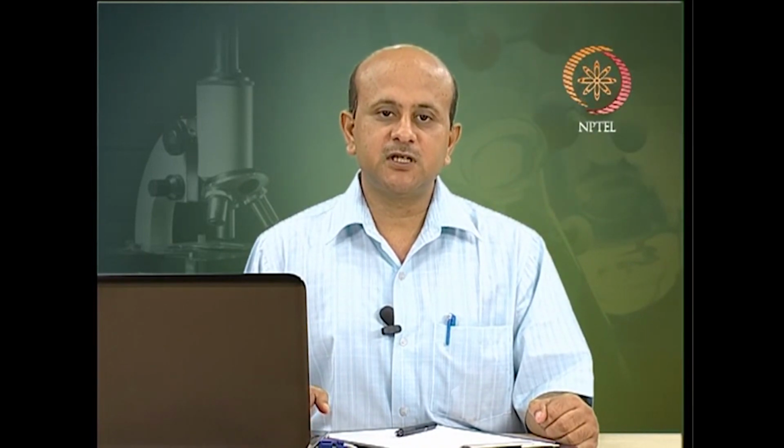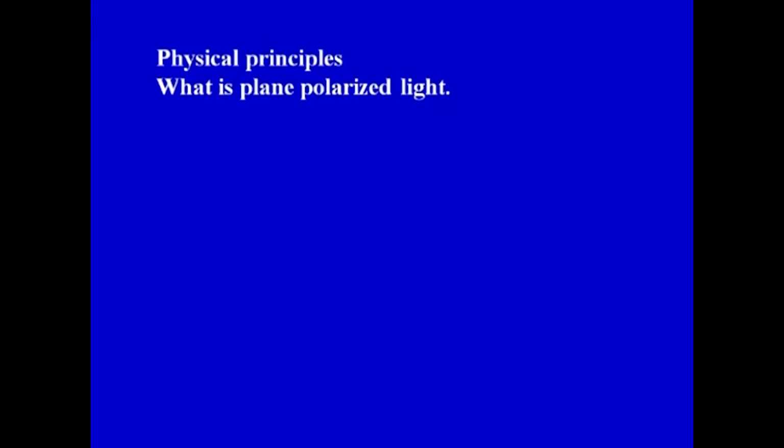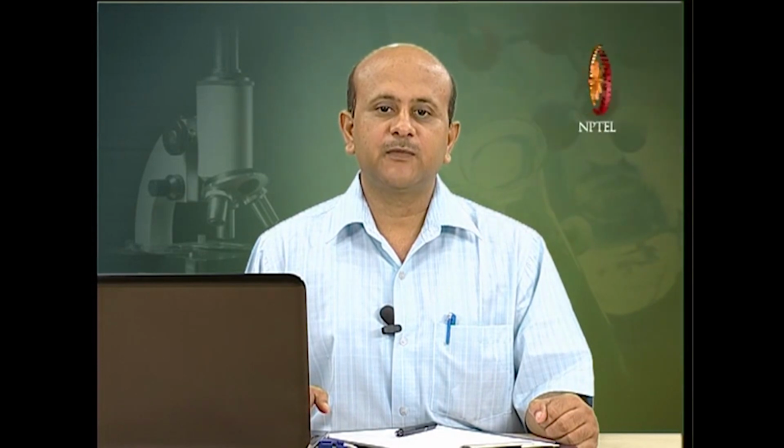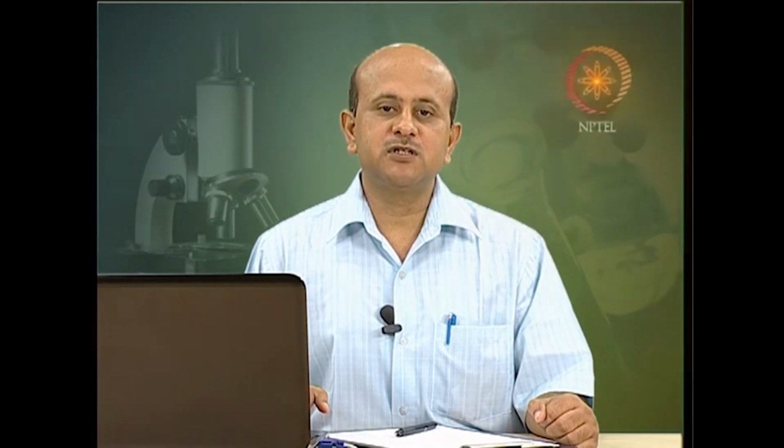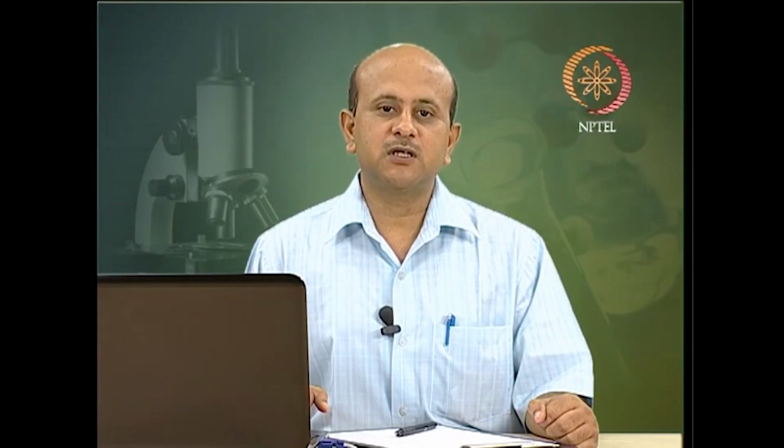Now, let us start. Like we said, CD is the differential absorption of right and left circularly polarized light. Let us talk a little bit about polarized light. First thing is, what is plane polarized light? Light can be separated into two forms of plane polarized light, parallel and perpendicular polarized light. When we consider plane polarized light, the plane of the electric vector is taken.